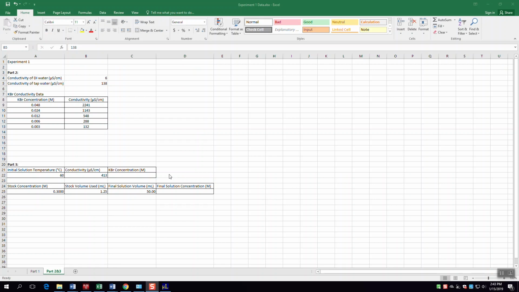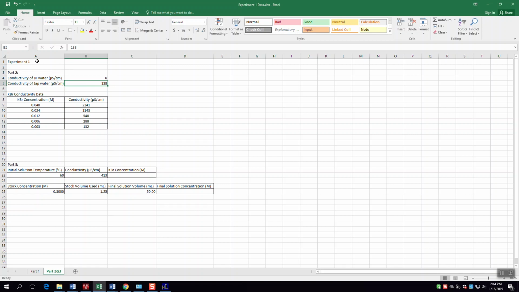One, again, you can have all of the math done for your dilutions and solution making done before you come to lab, and I strongly recommend that you do that because then you can find any errors or spend most of your time in lab working on the actual experiment. Secondly, I'll remind you that part 3 of the experiment requires that you use water that is approximately 60 degrees Celsius.